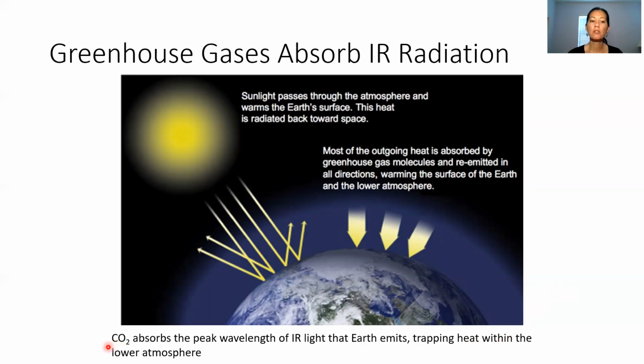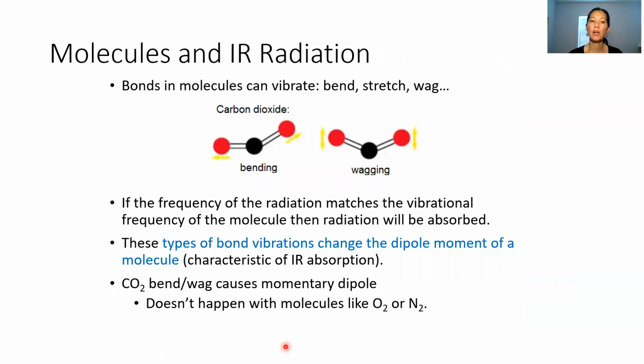So what's interesting is carbon dioxide does absorb a peak wavelength in the IR spectrum. That's why carbon dioxide is a problem. So there's bending, there's wagging of the CO2 molecule here. And if the frequency of the radiation, this IR radiation, matches the vibrational frequency of the CO2 or other molecule, then that radiation will be absorbed.